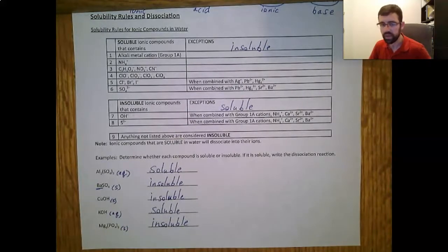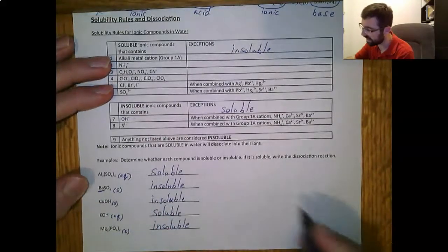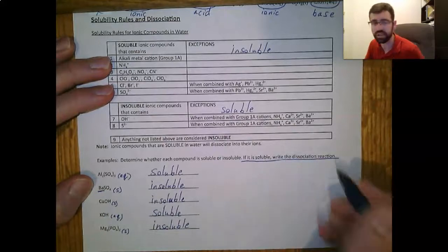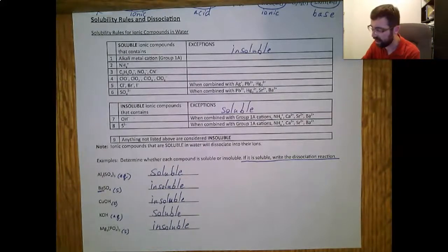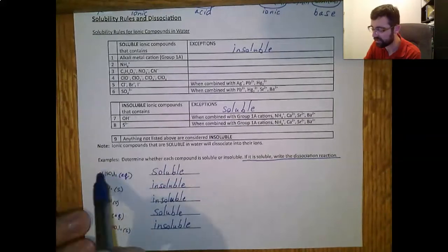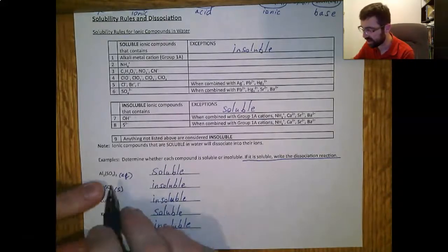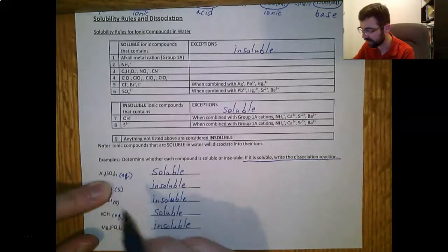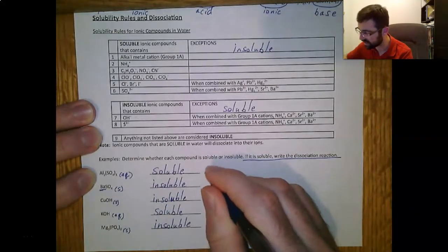Okay. Now there's something else it tells us to do. It says to determine whether each compound is soluble or insoluble. If it is soluble, write the dissociation reaction. Well, I want to show you how to do that. A dissociation reaction is showing us how the ionic compound is going to break apart in aqueous solution. So what you look at is the first name and the last name. You look at your two different ions that you have. So in this ionic compound, aluminum sulfate, I've got aluminum ions and I've got sulfate ions. So my dissociation reaction is going to look something like this.